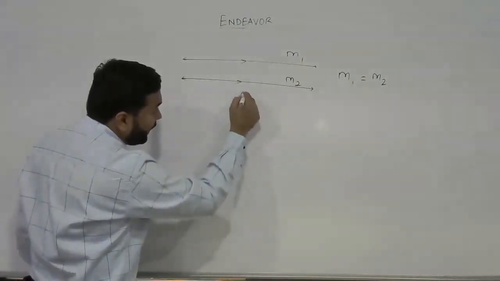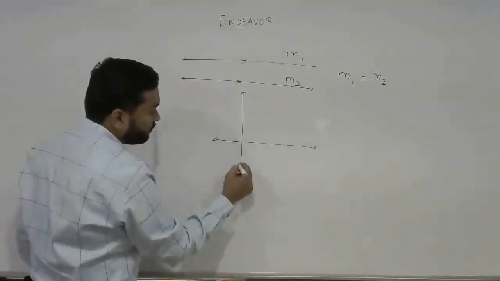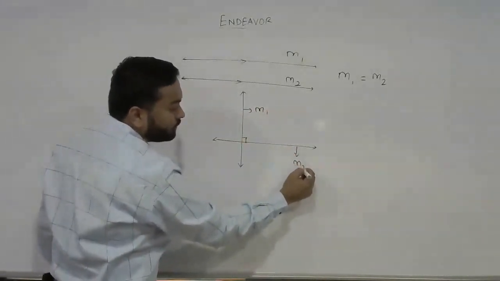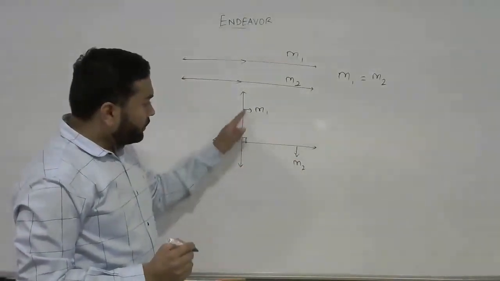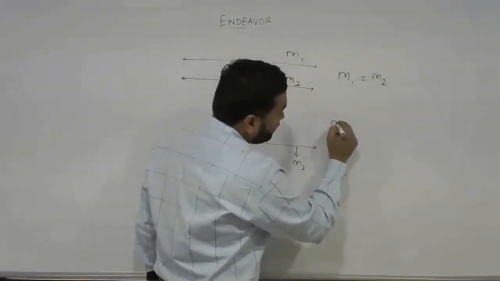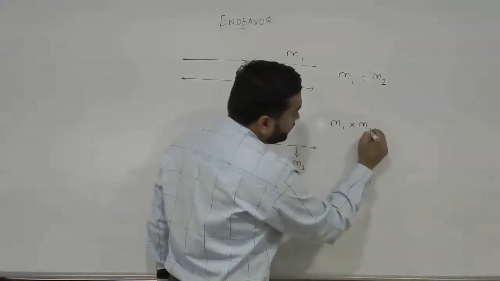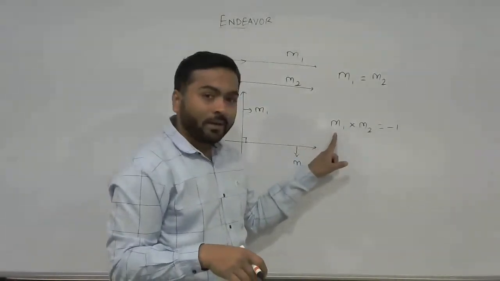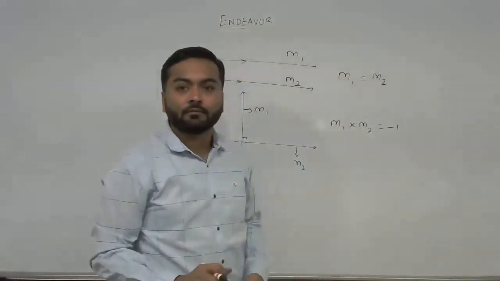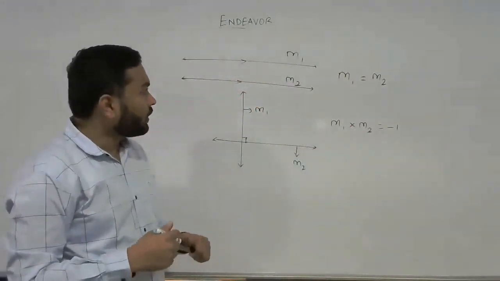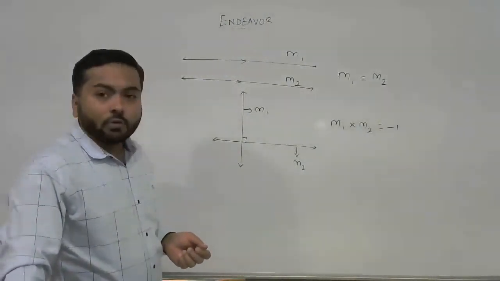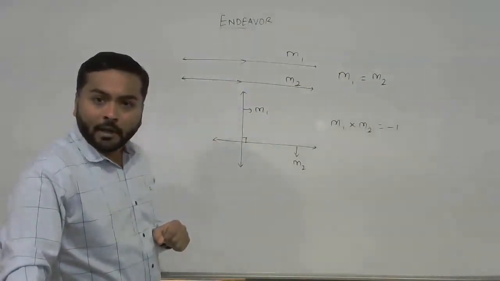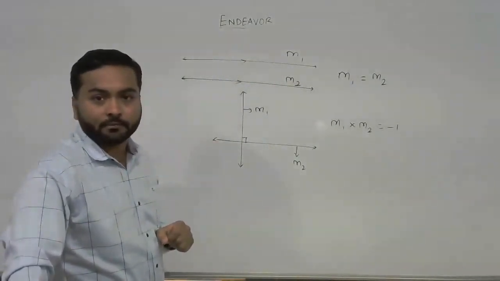If the lines are perpendicular, the slope of this line is m1 and that of this line is m2. Okay. Now here, if the lines are perpendicular, the product of the slopes is minus 1. Or you can say the slope of one line is the negative reciprocal of the second line. Correct? Great. So if the lines are parallel, m1 is equal to m2. And if lines are perpendicular, the product of the slopes is minus 1.